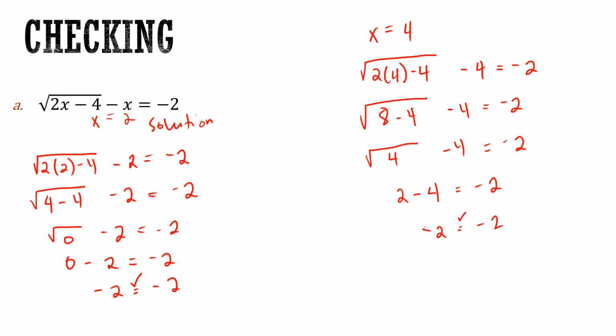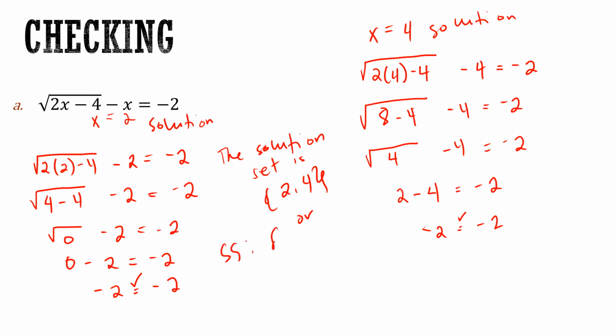So that is equal to negative 2. Now, since they become equal, therefore it satisfies the equation. We can now tell that x equals 4 is also a solution. So the solution set now is 2 and 4, or you can write this as SS {2, 4}.